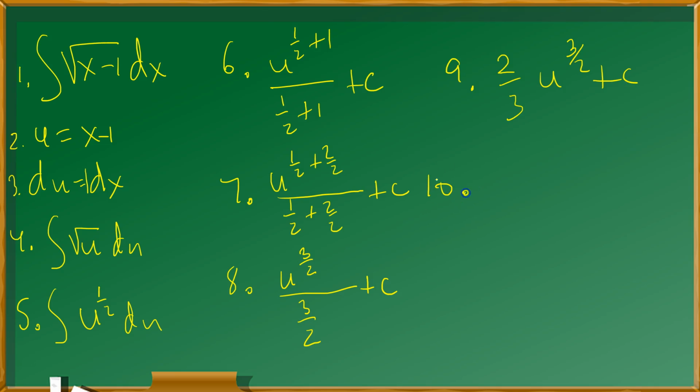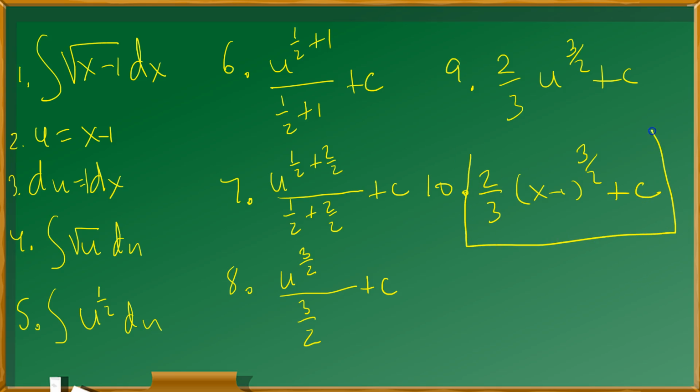That's step number 10. Remember that back at step number 2 we defined u to be equal to x minus 1. Therefore I will put 2/3. The u will be replaced with x minus 1. That's to the 3/2 plus c. And often you can just put this as the answer.